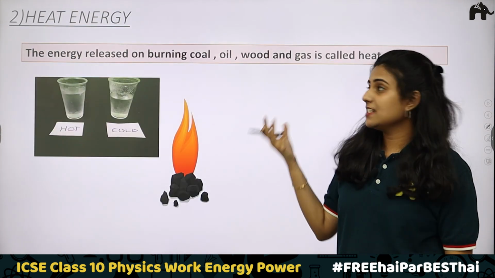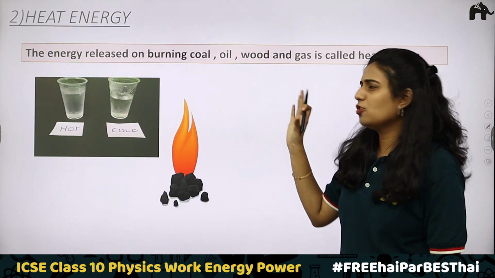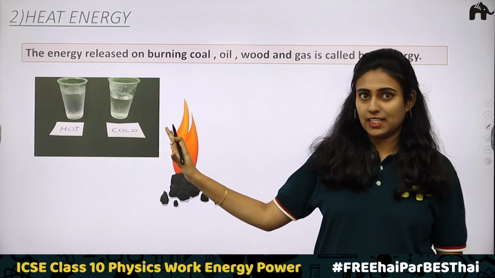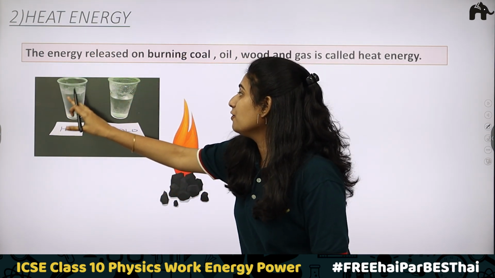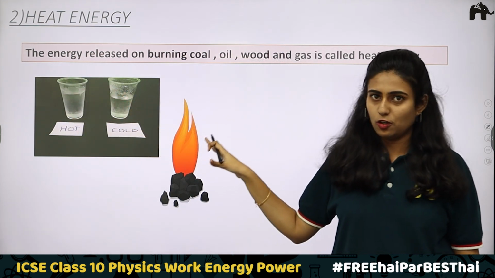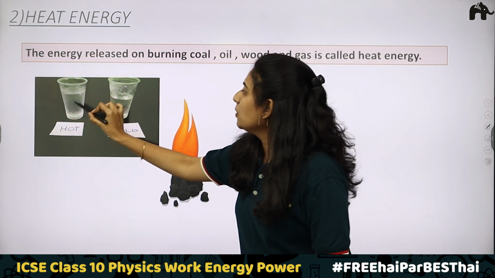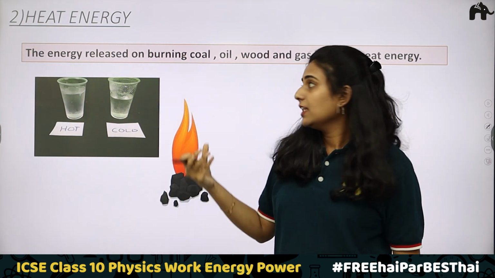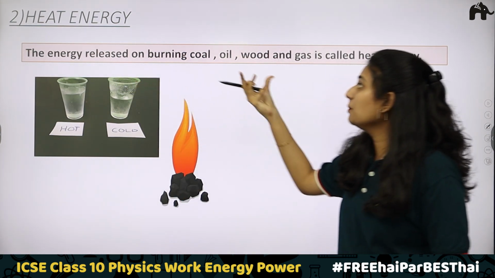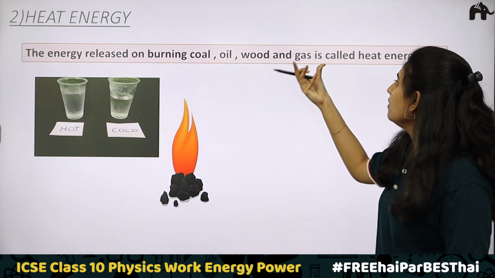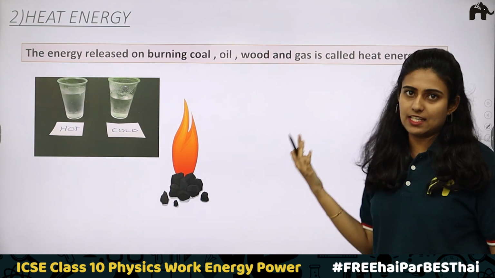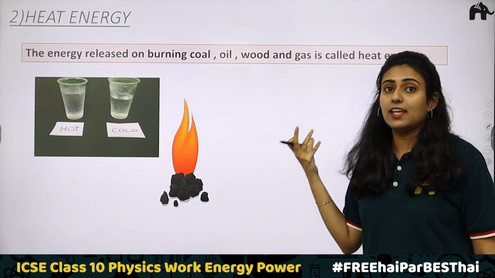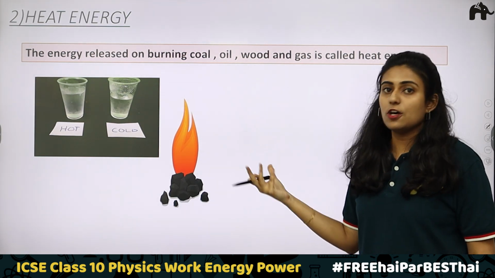Second is heat energy. It is also called thermal energy. You know what is heat? You know the difference between a hot object and a cold object. Energy can be made to flow from a hot object to a cold object. When you pour hot water into cold water there is an energy transfer. Then the energy that is released on burning coal, oil, wood and gas is called heat energy. When you burn coal, what is happening? You are getting heat. This is a source of heat energy.